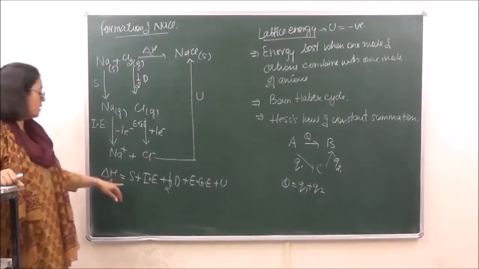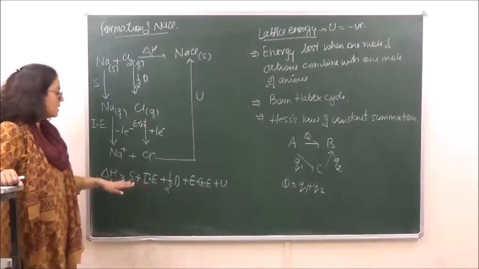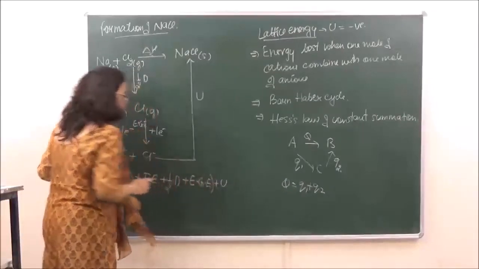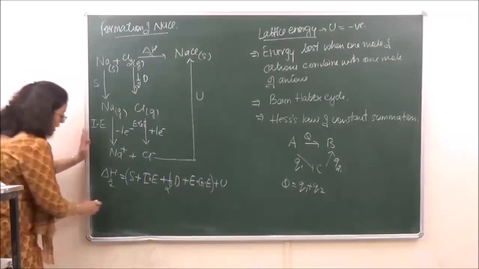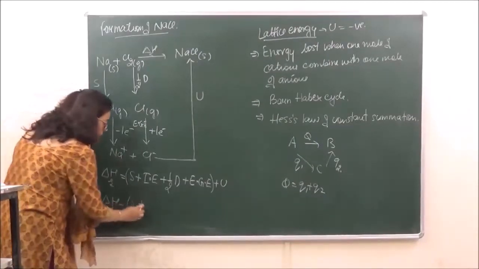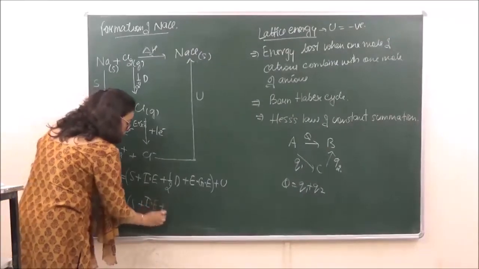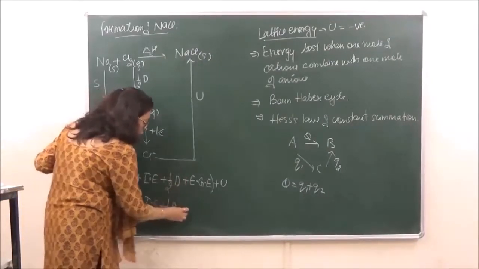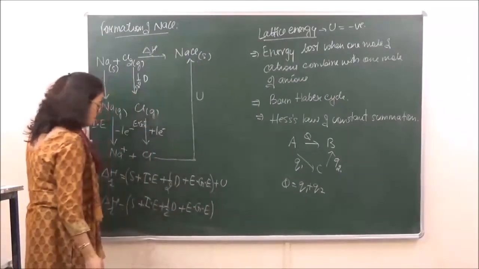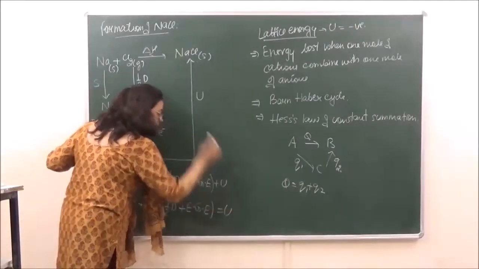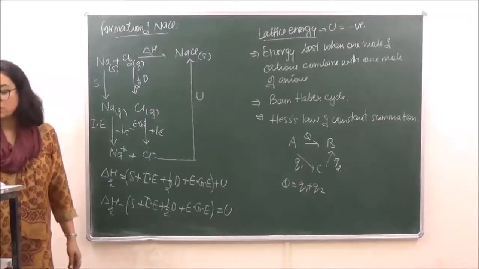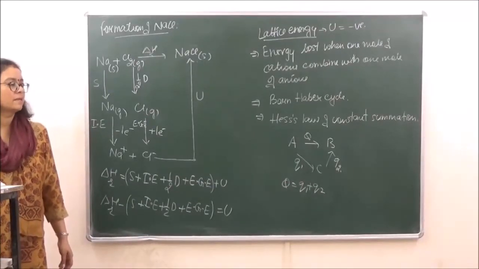Okay? From this data, we can calculate the lattice energy. Lattice energy will become equal to what? If we are taking delta H in bracket, the lattice energy will become equal to delta H minus sublimation energy plus ionization energy plus half of dissociation energy plus electron gain enthalpy. That is equal to the lattice energy. So this is how we calculate lattice energy on the basis of the Born-Haber cycle.